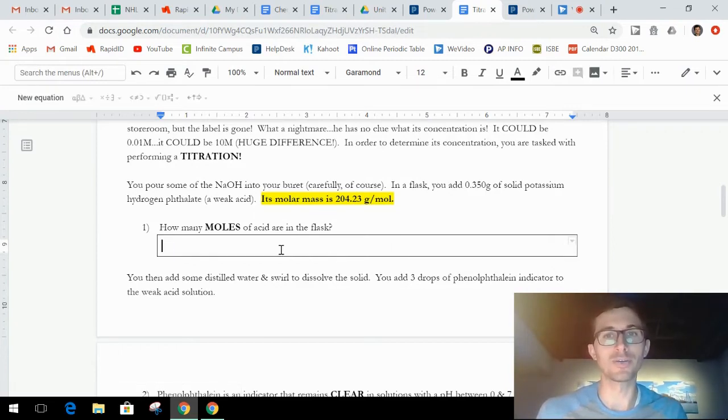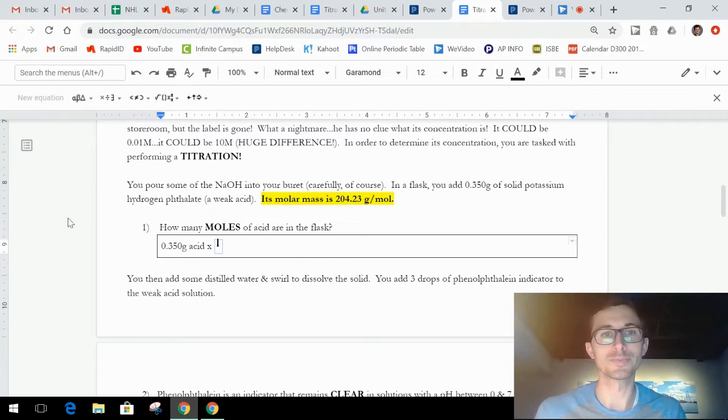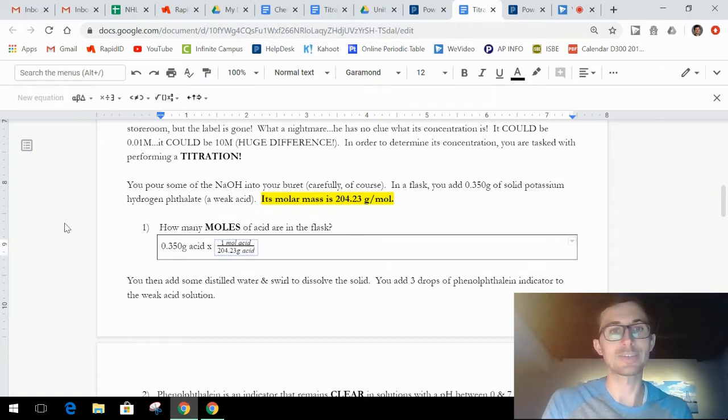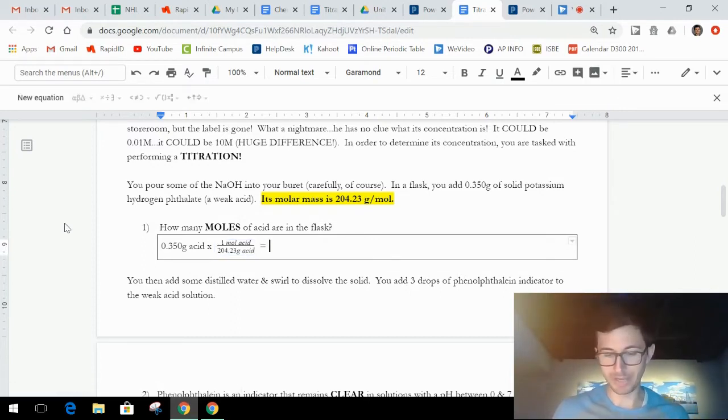I'm going to go, let's see, 0.350 grams of my acid. I'm going to convert it from grams to moles. In 1 mole of the acid, it says up there I have 204.23 grams of the acid. Do some quick math. I get 0.00171 moles of the acid.